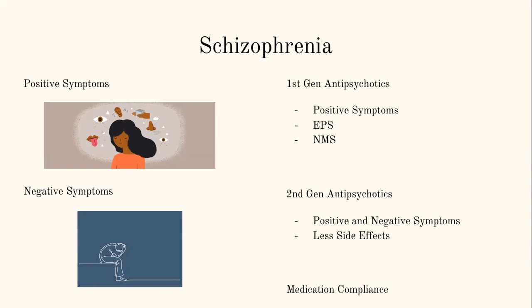So, what they've done is they've actually created long acting injections where the patients get a shot every 2 to 4 weeks of that antipsychotic, and it's released slowly over time. So, they don't necessarily have to take a pill every day.